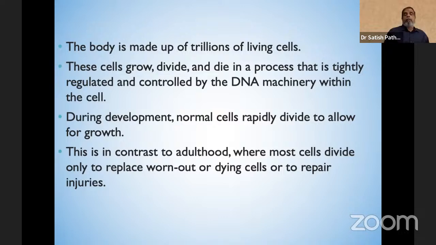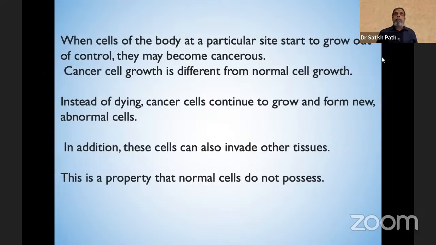When cells of the body at a particular site start to grow out of control, they may become cancerous. If they form abnormal cells, not identical with the mother cell, then it is termed a cancer. Instead of dying, cancer cells continue to grow.